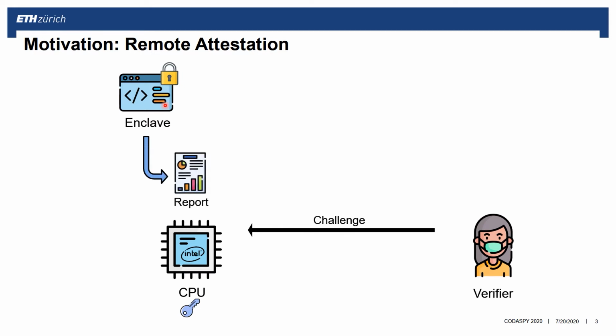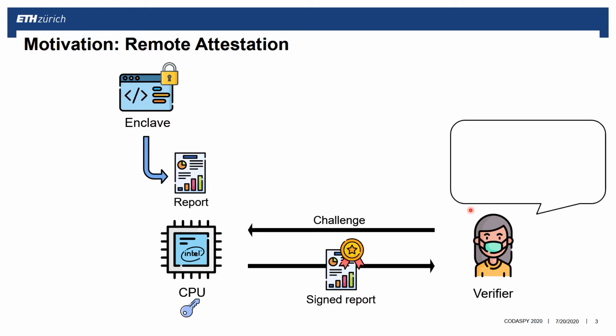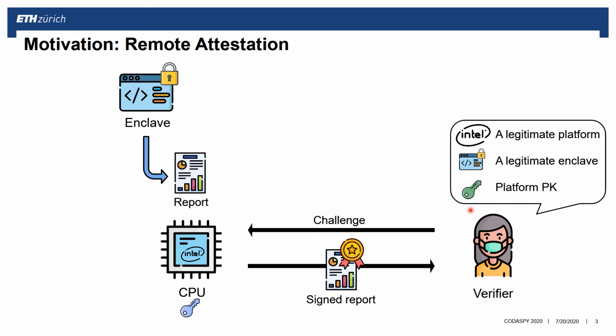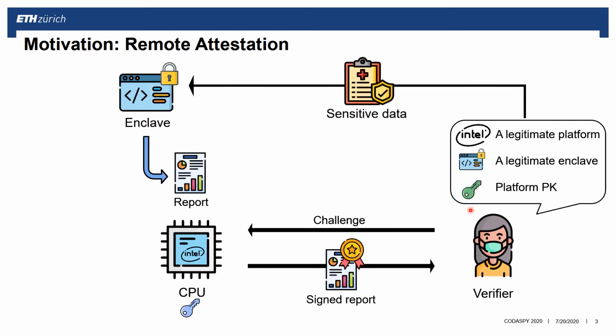The Intel SGX CPU produces an attestation report that contains the code, stack, heap and the microcode version number. After that, the CPU signs the attestation report with its key and sends it back to the verifier. After the remote attestation process, the verifier learns the following. One, she is interacting with a legitimate Intel SGX processor. Two, she is also interacting with a legitimate enclave running on that processor. And three, the platform public key, so that she can now build a secure channel with the enclave. After that, she assigns her sensitive data to the enclave.